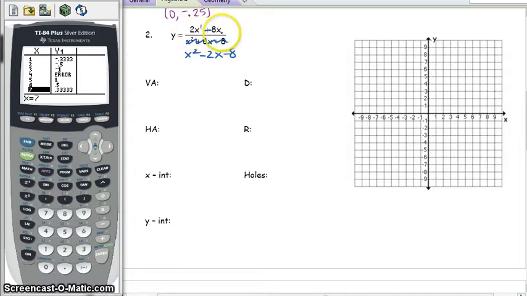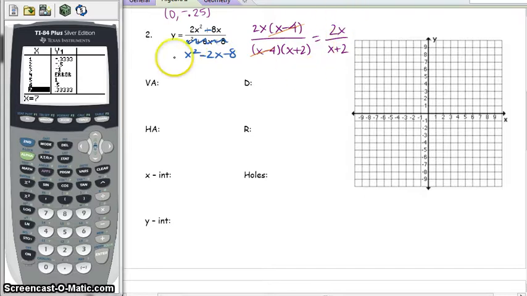So what is our GCF from the top? So we can factor out a 2x, and that gives us an x minus 4. And then our denominator, which numbers multiply to be -8 and add to be -2? Well, that is an x minus 4 and an x plus 2. So looking at this, we can cancel out an x minus 4 from our top and bottom. So that would leave us with 2x over x plus 2. So this is our new equation.